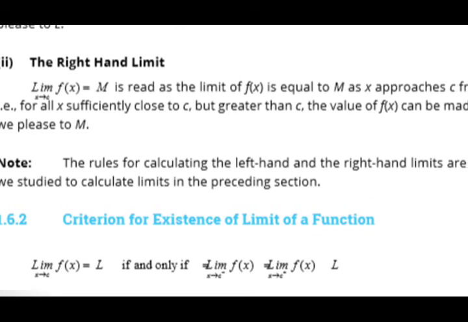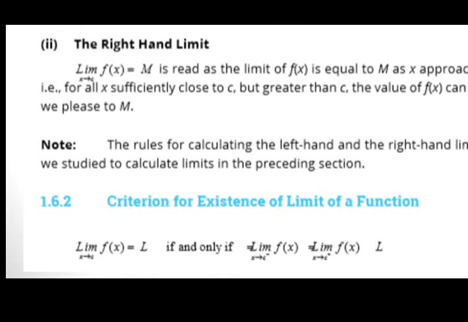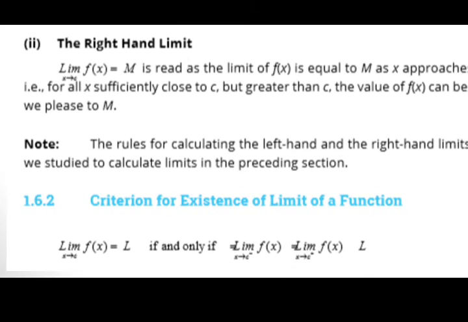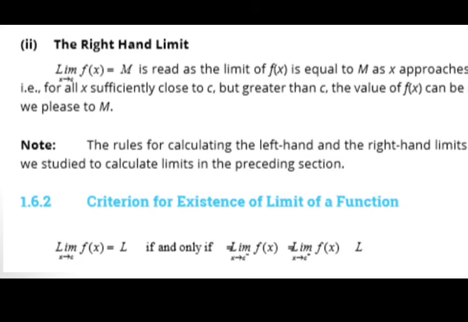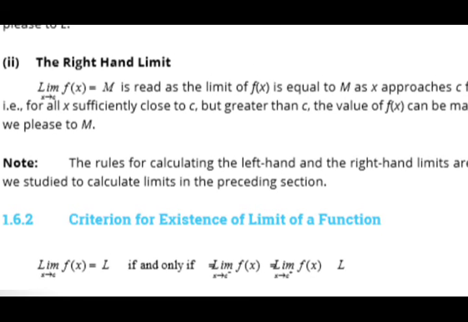Criteria for existence of a limit of a function. The limit as x tends to a of f of x is equal to L if and only if the left hand limit and the right hand limit are both equal to L.